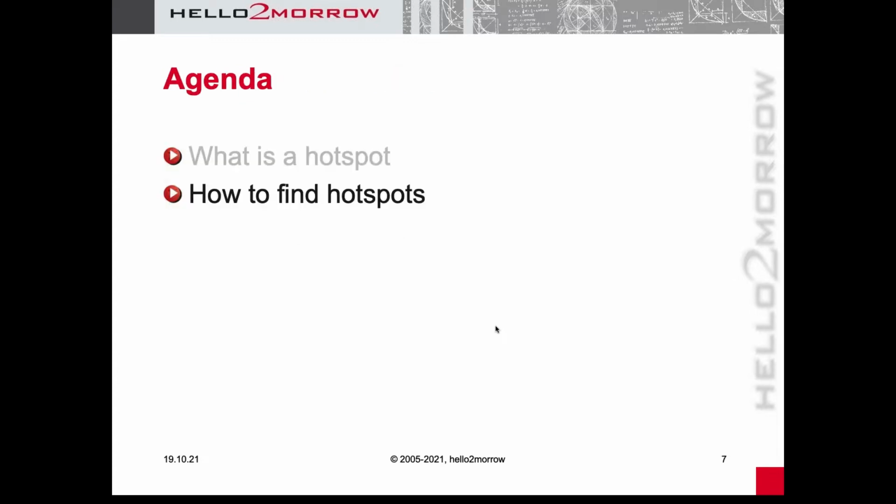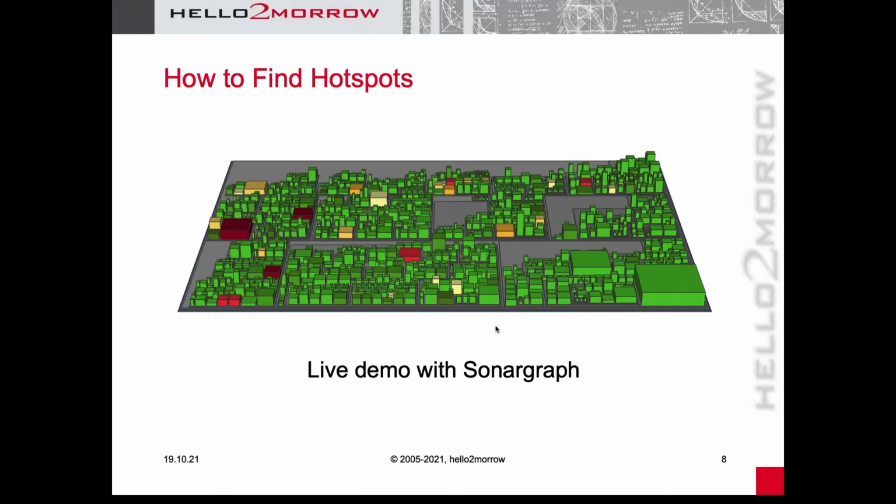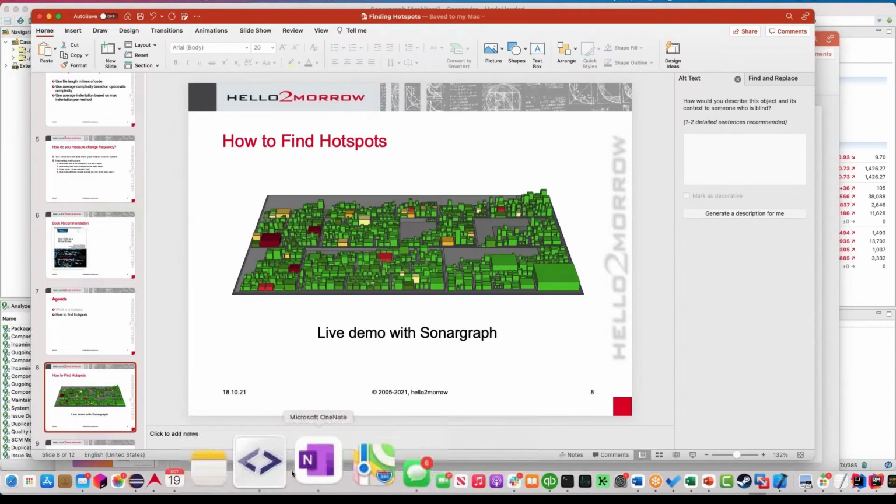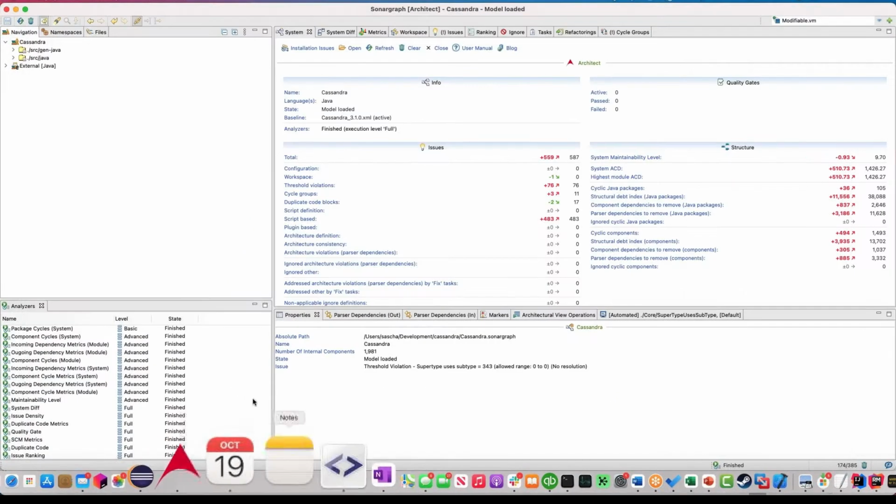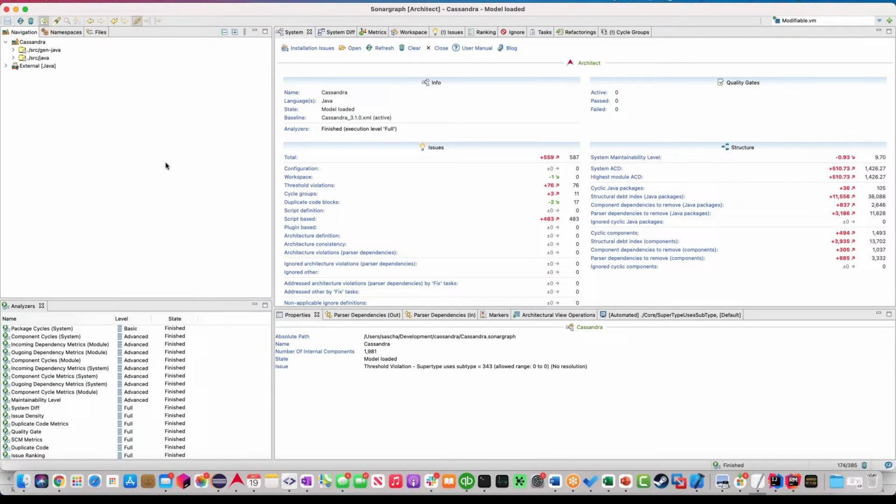Now let's talk about how to find hotspots. And for that, we jump into Sonograph now. Where is it? Right here. So I opened an open source project here called Apache Cassandra. It's a Java project, but that also works for C#, Python, and C++.